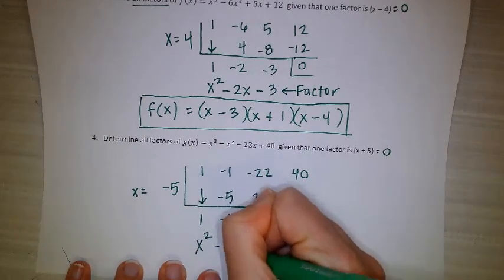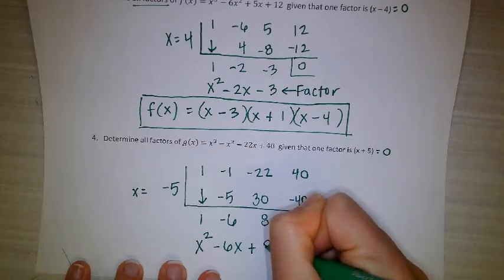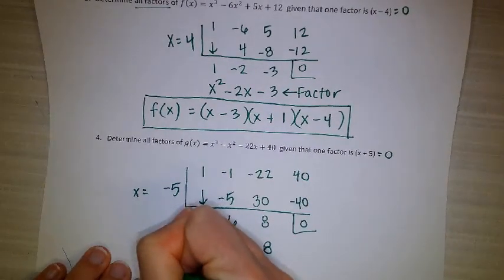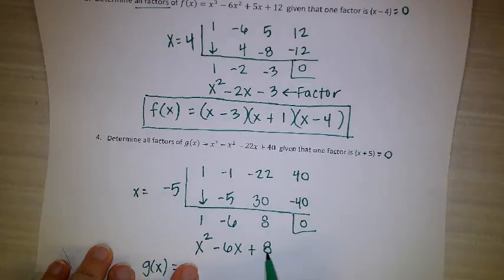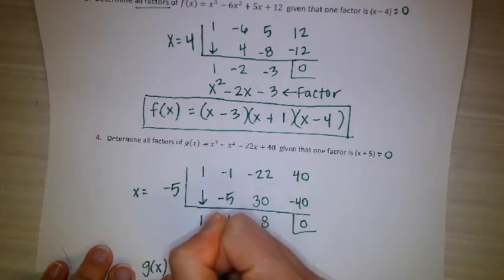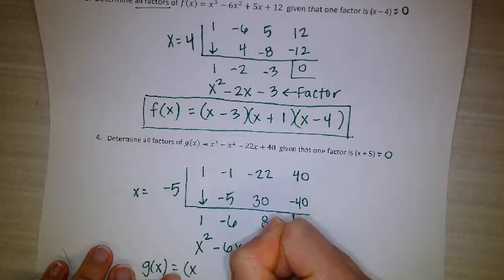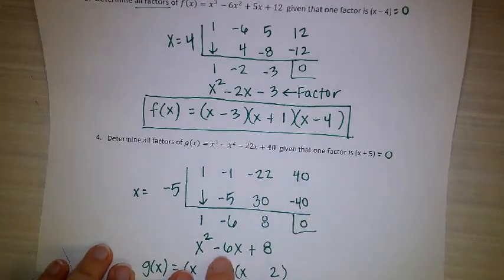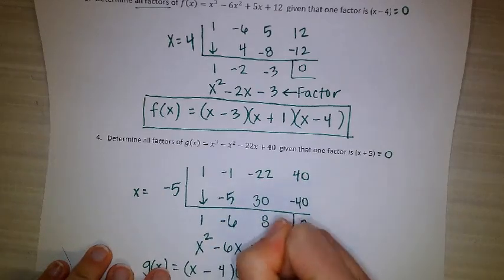And in factored form, let's see, the x squared comes from x times x. The 8 comes from 4 times 2, and to add to be negative 6, let's make them both negative. And then our third factor is x plus 5 that was provided.